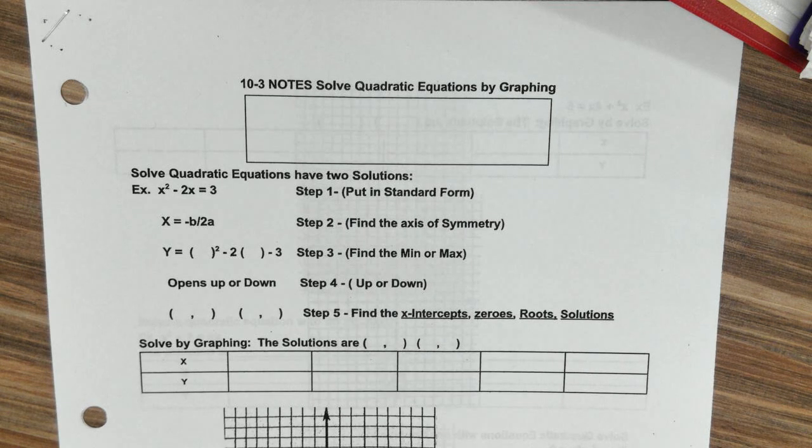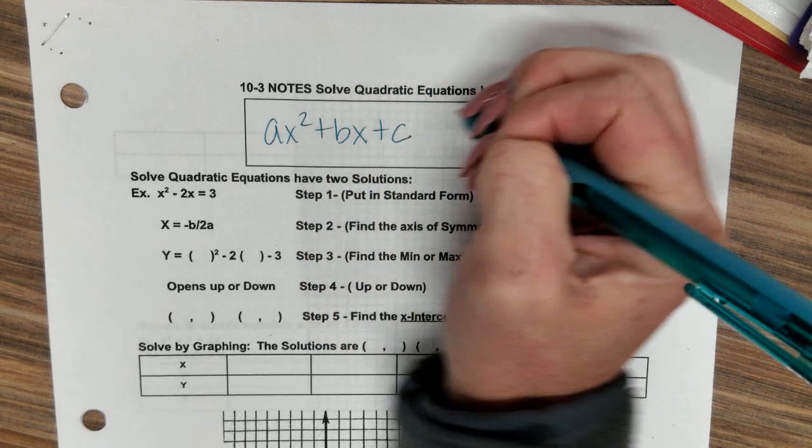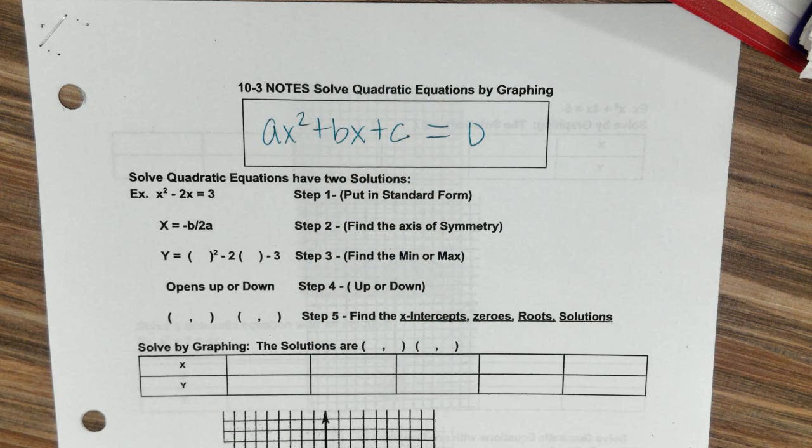So today we're going to talk about how to solve quadratic equations by graphing. And again, you learned this in chapter 9, so this is going to be super easy for you. If you have a quadratic equation in standard form, you have to set it equal to what to solve? Zero. So you're going to have ax squared plus bx plus c. You must set it equal to 0.